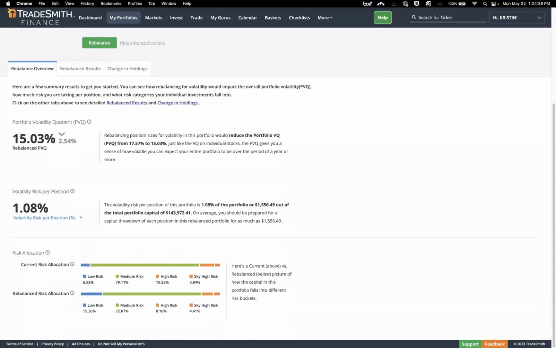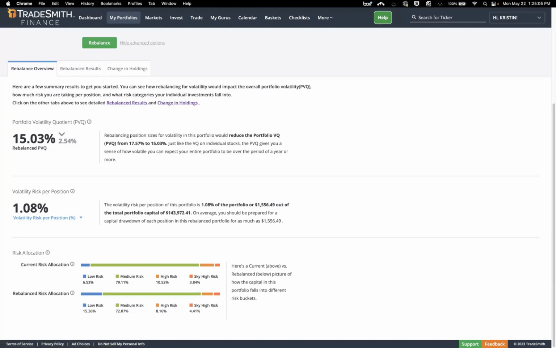All right, so there's going to be a lot of information on this page, but we're going to go over it as it scrolls down. Okay. So we're going to take some time to review the rebalance overview tab. We're going to go to the rebalance results tab, and then at the end, check out the holdings tab. All right, so let's start off with the rebalance overview, which is the first one.